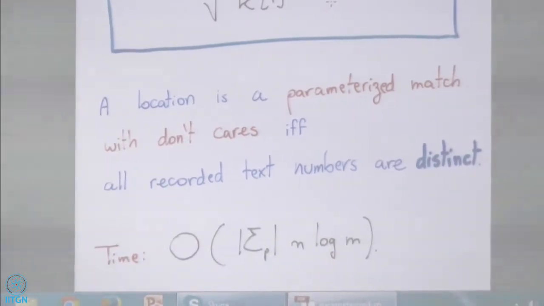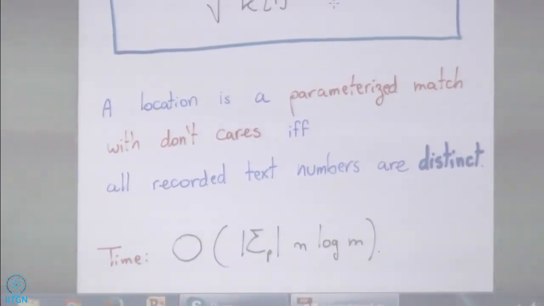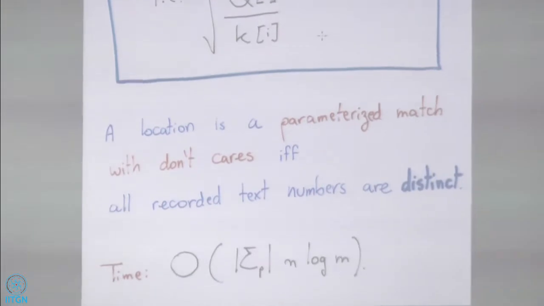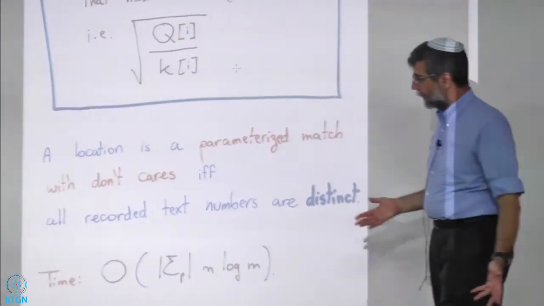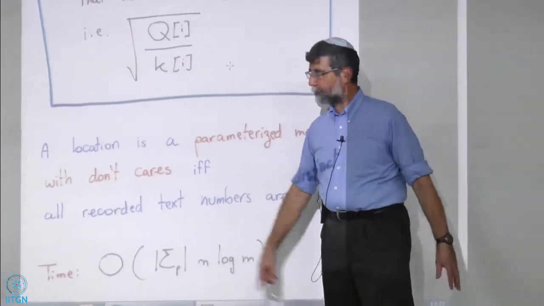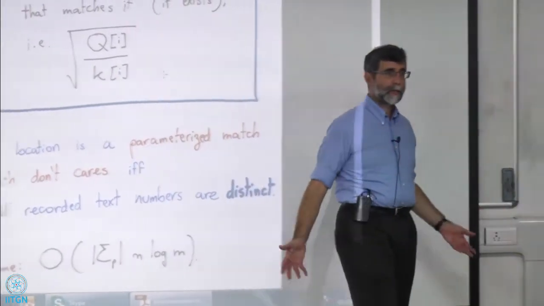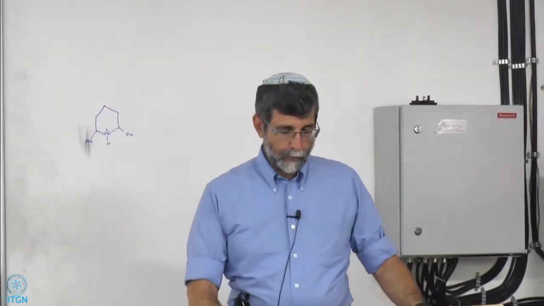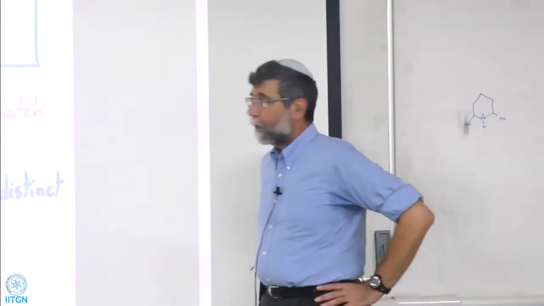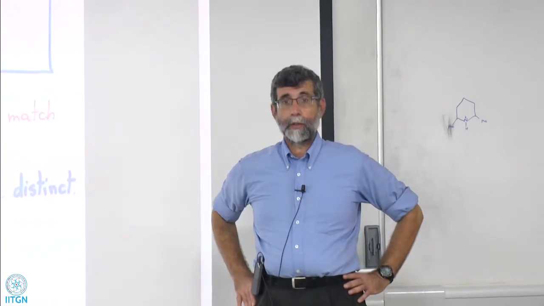So a location is a parameterized match with don't cares if and only if all the text numbers are distinct. Now, again, that's easy to do in n log m times sigma time, because this is the element distinctness problem, right? We know we can do it in n log m time. So that solves Wei-Min Chen's problem. And that shows how we can do pattern matching, parameterized matching with don't cares, with a bunch of convolutions.